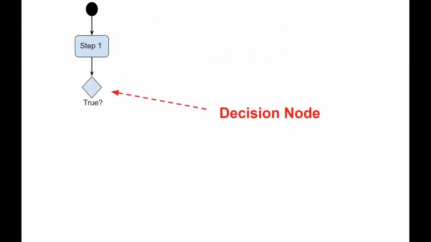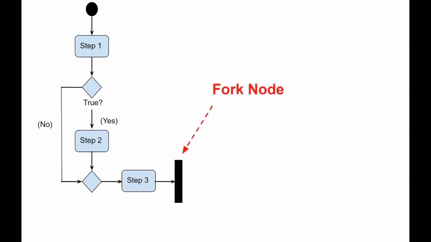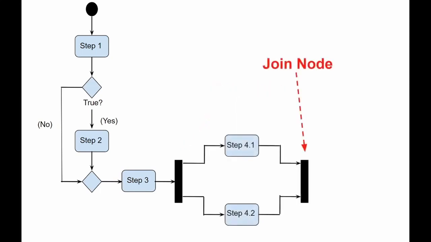Decision node. It represents a test condition to ensure that the control flow or object flow only goes down one path. Merge node. It merges the various threads that were created after the decision node. Fork node. Splits behavior into a set of parallel or concurrent flows of activities. Join node. It combines several parallel flows, usually separated by a fork node.